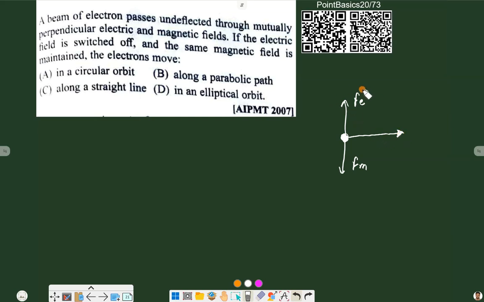Now if we remove electric force, then what will happen? We have a magnetic force acting on the particle and it will try to move it down. So now, due to this downward force, the particle will have two components of velocity, one in the horizontal and one in the downward vertical. And we know that magnetic force always acts perpendicular to direction of velocity, so it will rotate it in a circular orbit. So particle will start moving like this.